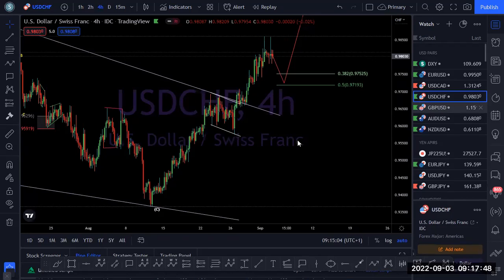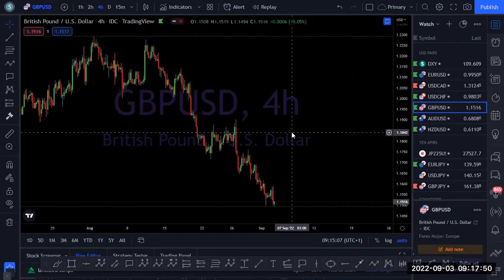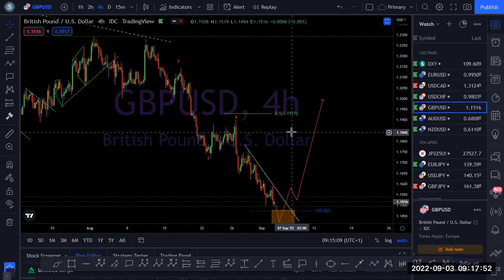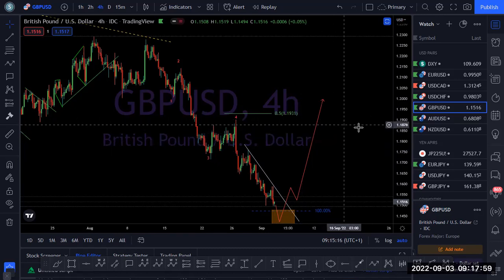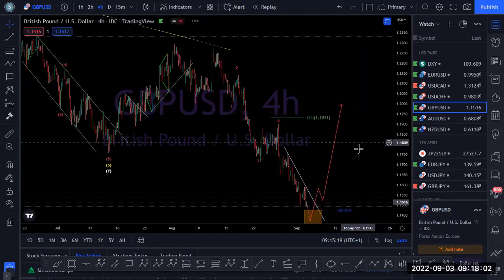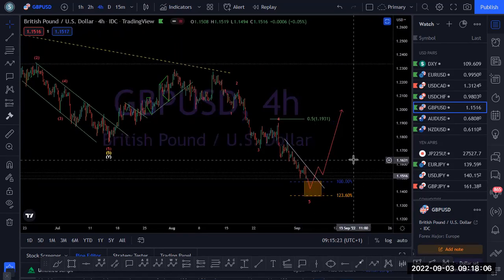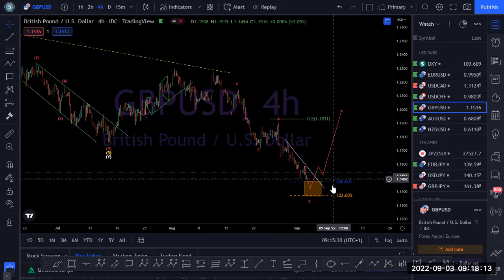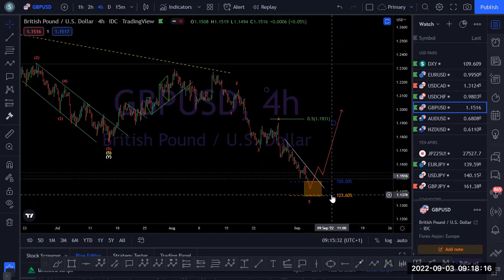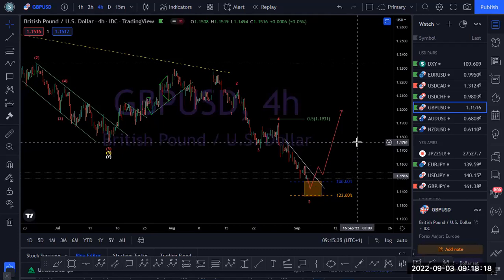So let's go to GBPUSD. GBPUSD, what do we have? GBPUSD is already at the reversal zone. So just a little drop. Now, what do I mean? This is not time to sell GBPUSD because I'm expecting it to reverse maybe Monday or Tuesday. So I don't have much to say on GBPUSD.